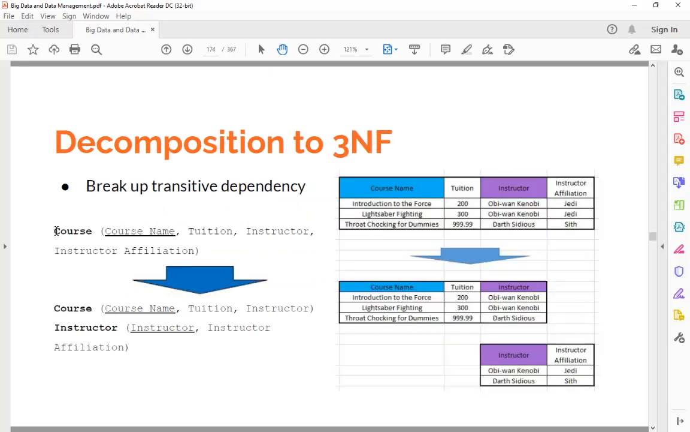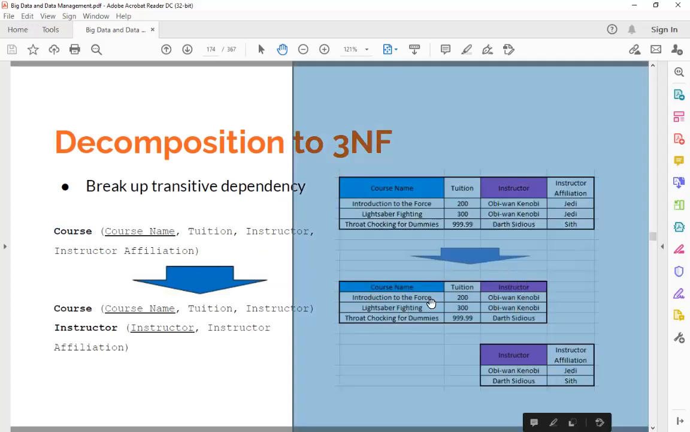So we have this course name, tuition, instructor affiliation. I see this as a transitive dependency, right? We already identified this as a transitive dependency. So I'm going to break this up into a new relation, which is instructor. Now for the course relation, do not forget that instructor is also dependent on course name. So you do need to keep this instructor in this course relation, right?